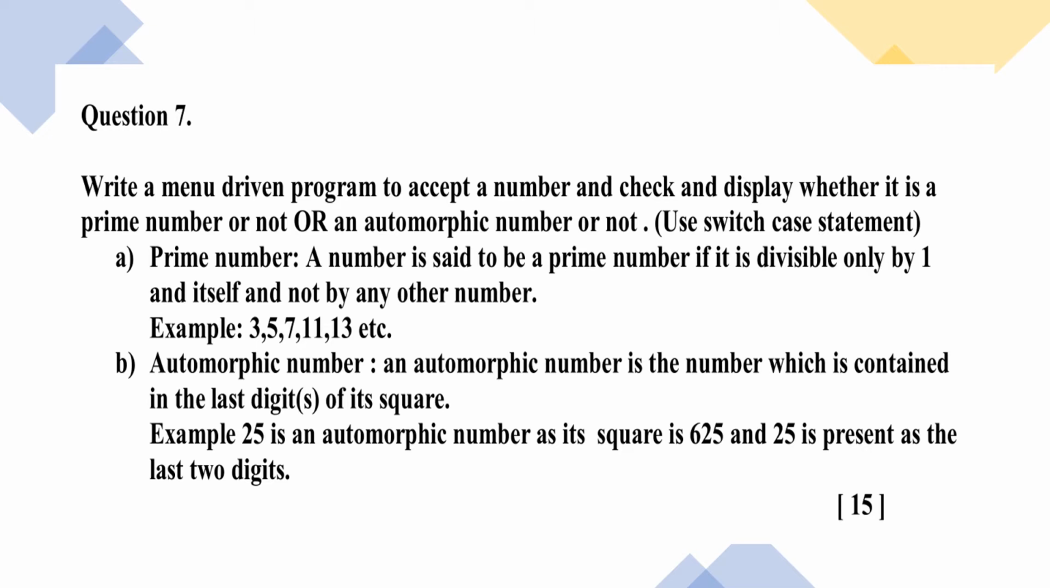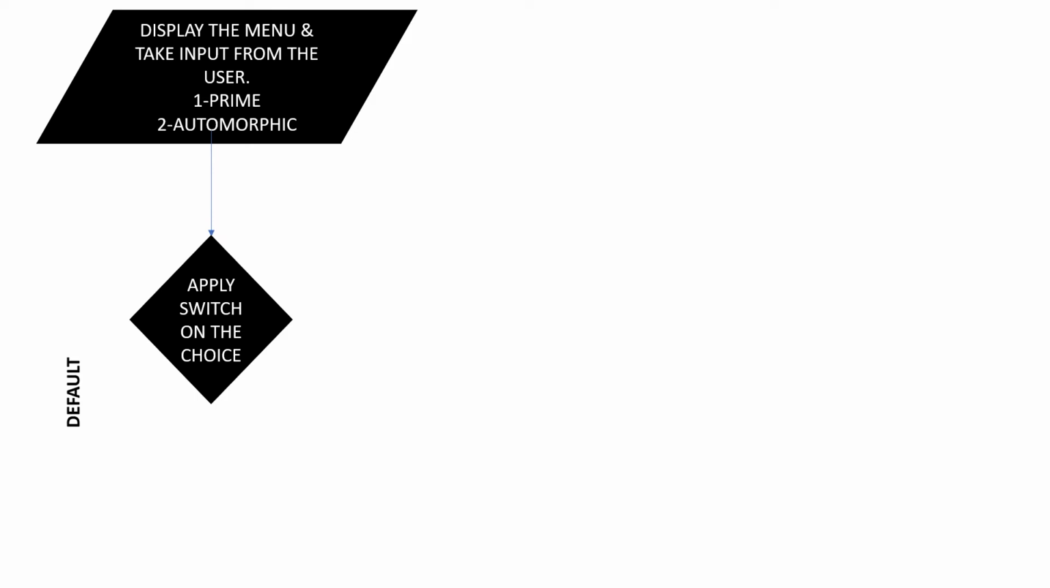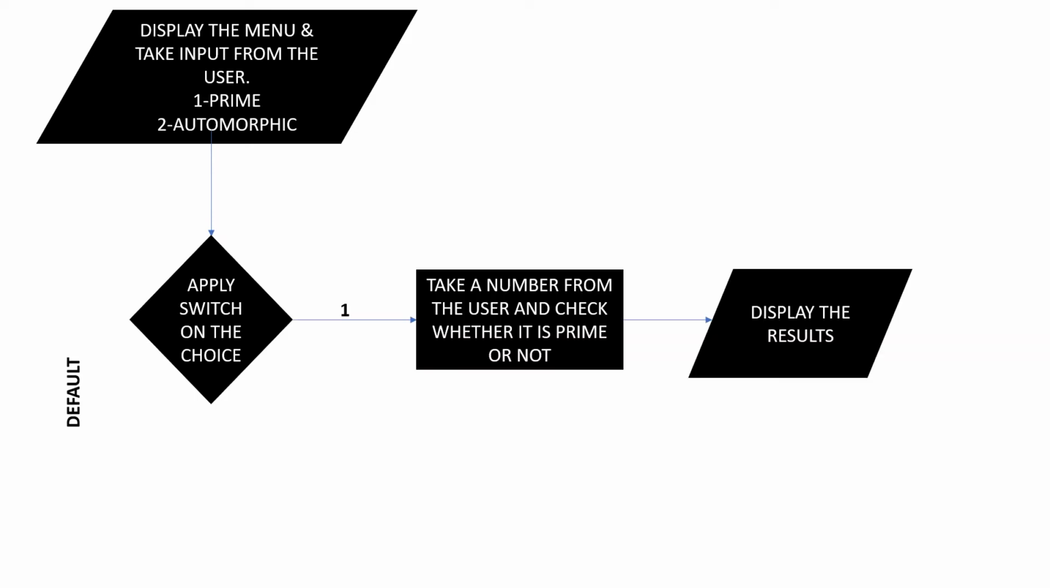So, quickly, with the help of a flowchart, we should try to understand what we will do in this program. Right off the bat, we will display a menu to the user where he would enter his choice, whether he wants to check if a number is prime or automorphic. As soon as he enters his choice, we would apply the switch case method to it. If he entered 1, we would ask him to enter the number he wants to check, to see if it is prime or not. After that, we would check the number and display the result that the number is prime or not.